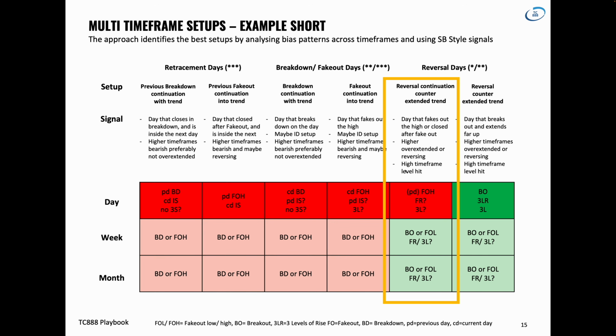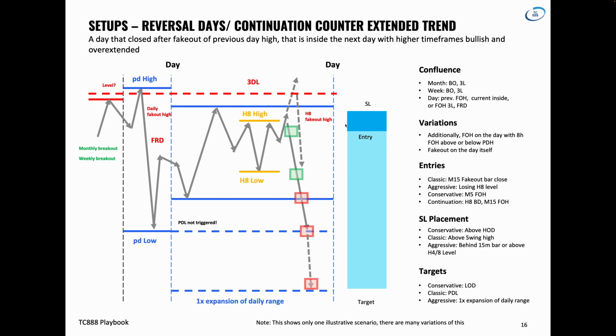daily fake out high after 3 days of longs. That's the daily bias, and we have the week and month. As you see here, we just saw this in the heat map. Breakout 3 longs on the week, breakout 3 longs on the month. So it's exactly this situation here, reversal continuation. How does this setup look like?